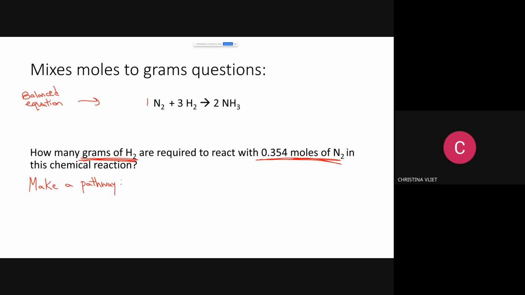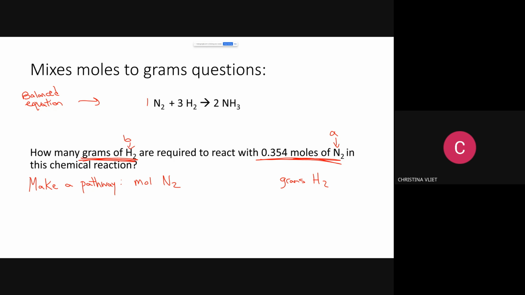So what am I being given here? What's the number I'm being given? What are the units of that? Moles of N2. And N2 is my A. Would you agree? Because that's what I'm being given a number for. So I'm starting at moles of N2. What am I being asked for in this question? That's important. What are you being asked for and what are you being given? We're being asked for grams of H2. So this is my B.